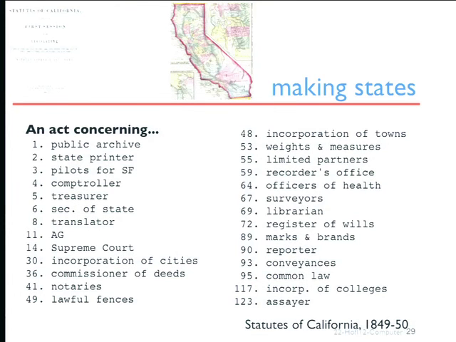The next is to establish a state printer, to produce and publish information about the state. Then there are pilots for San Francisco who have to produce charts for ships coming into the bay and regulate their passage. The controller, the treasurer, all of these are people massing numbers, crunching numbers, one sort or another. And as you go on, even a notary, a commissioner of deeds, the incorporation of a city, it's all to do with recording and declaring this as definitive information. So the state, in some ways, becomes the great central nexus of information.